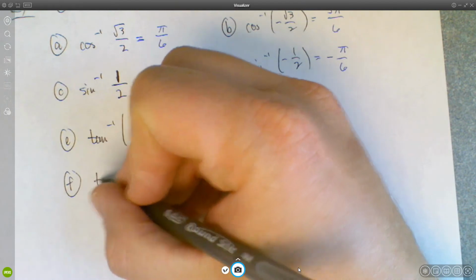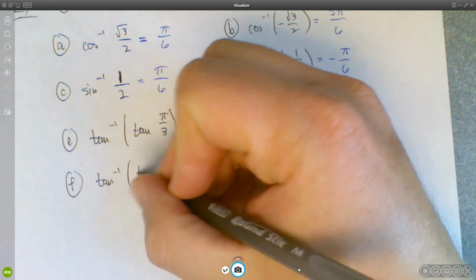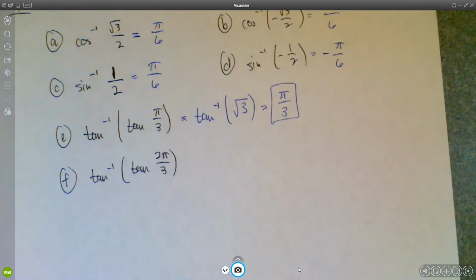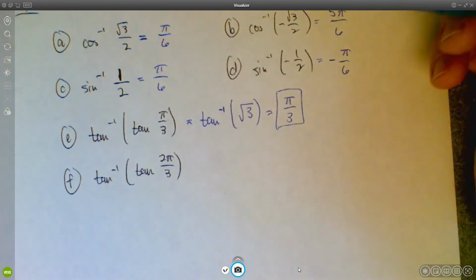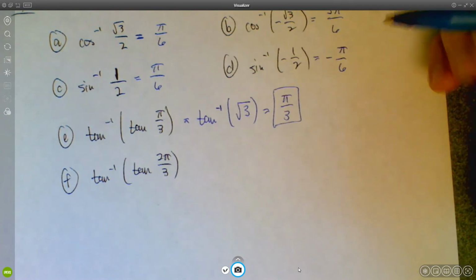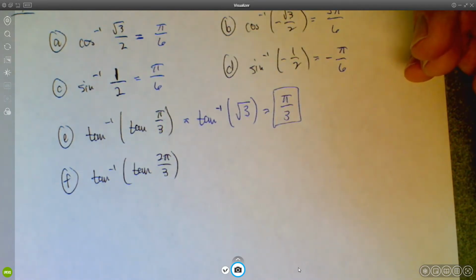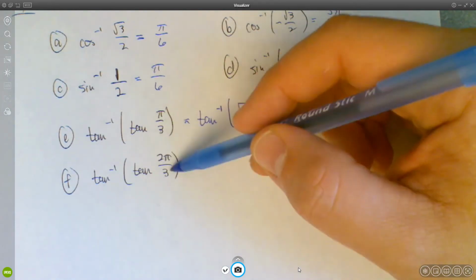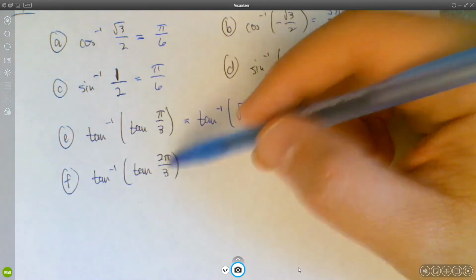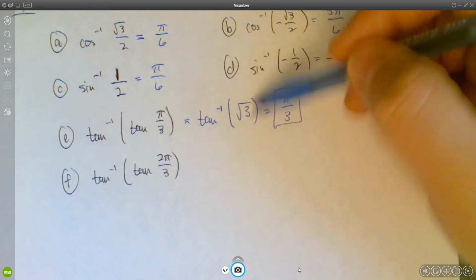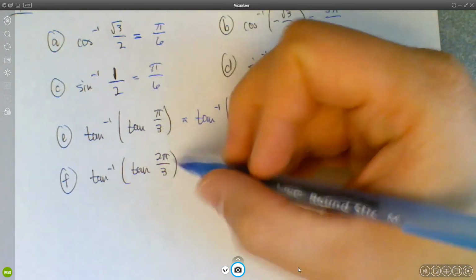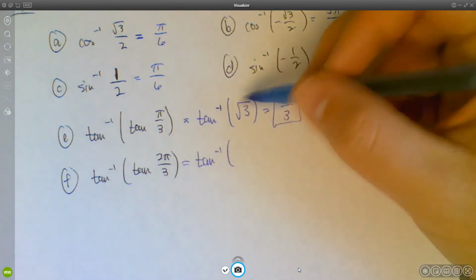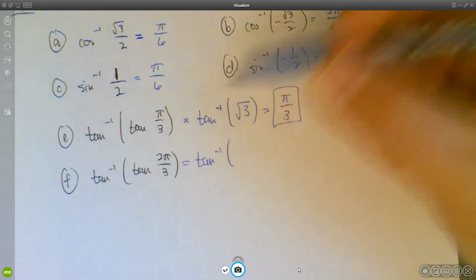So let's do tangent inverse of tangent of 2 pi over 3. Give the video a pause and see what you get. Okay, here's my solution. 2 pi over 3 has the same reference angle as pi over 3, so I know that the value is going to be root 3, so this is going to be tangent inverse of plus or minus root 3. I just have to decide if it's positive or negative.